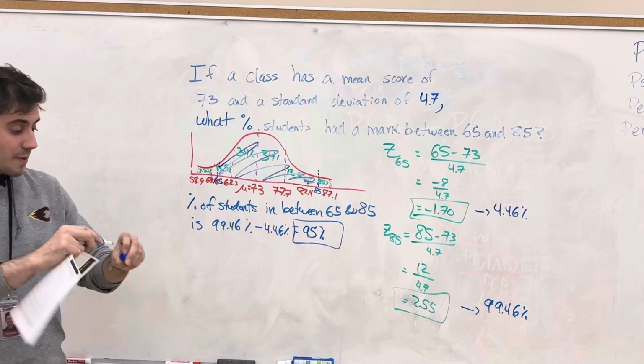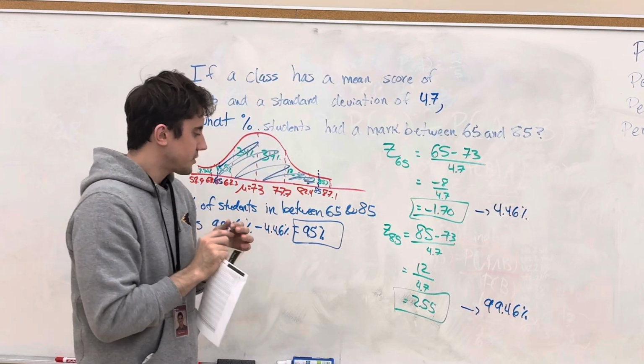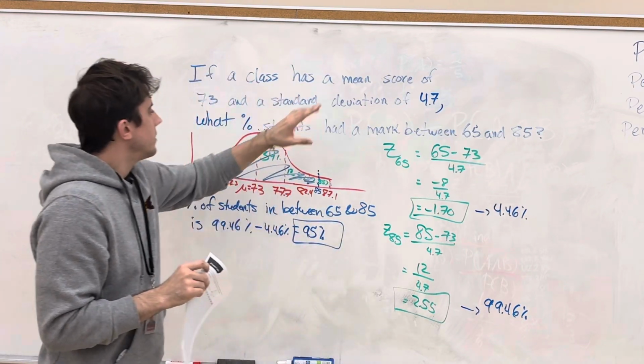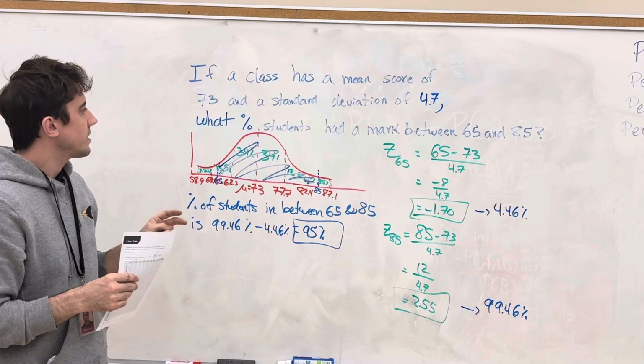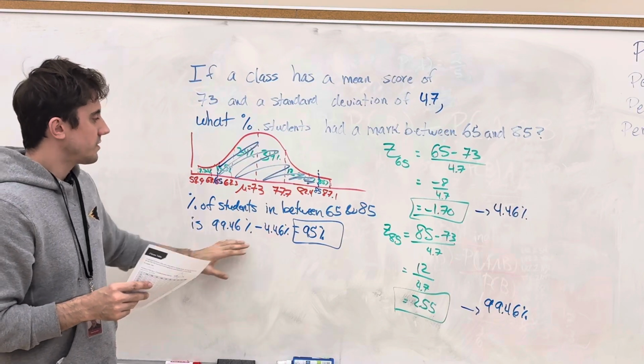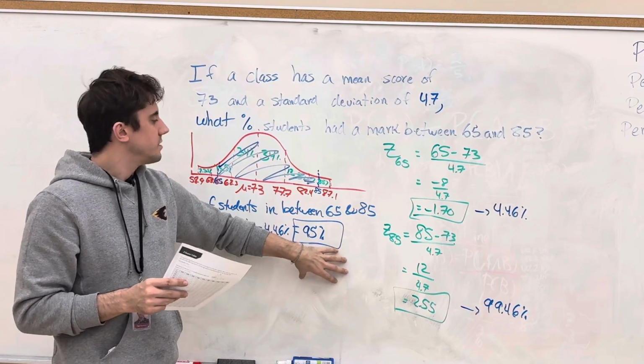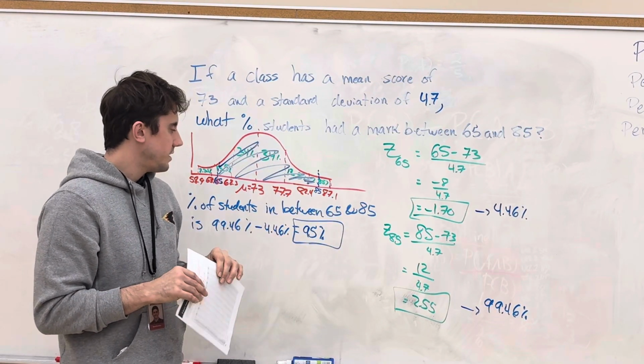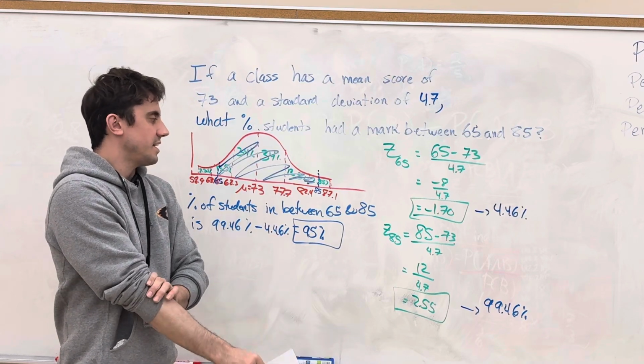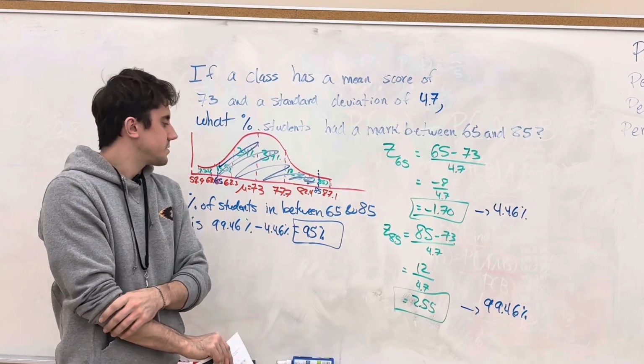So we would expect in an average classroom with this mean and standard deviation that roughly 95% of students would fall in between 65 and 85 for their final marks. And there we go.